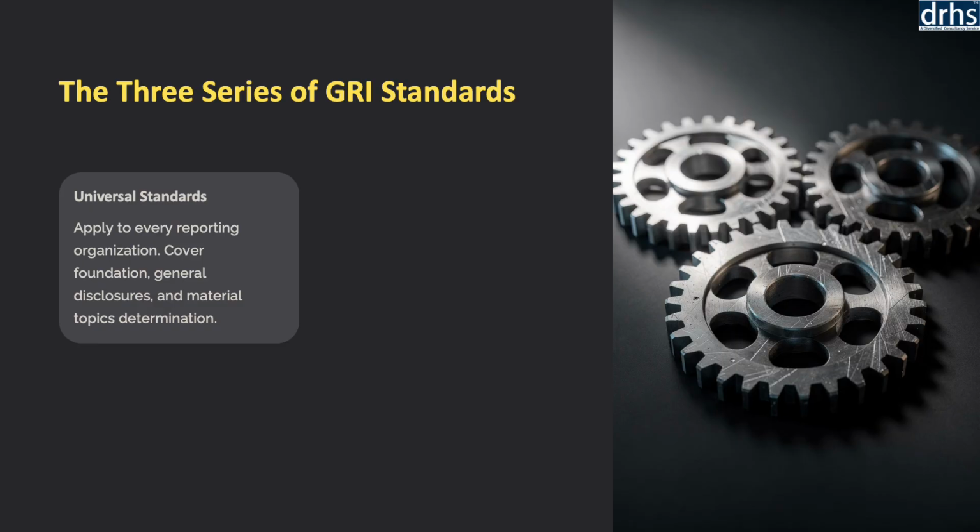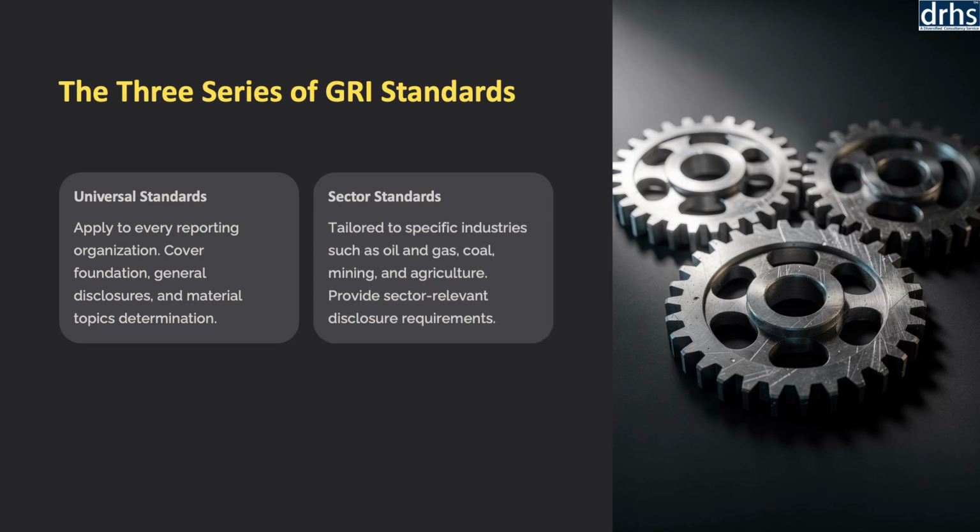Building upon this foundation, the sector standards introduce an industry-specific lens, recognizing that sustainability impacts vary significantly across sectors. By tailoring disclosure requirements to sectoral risks and opportunities, such as those in oil and gas, mining, or agriculture, these standards enhance the relevance and decision usefulness of reported information.